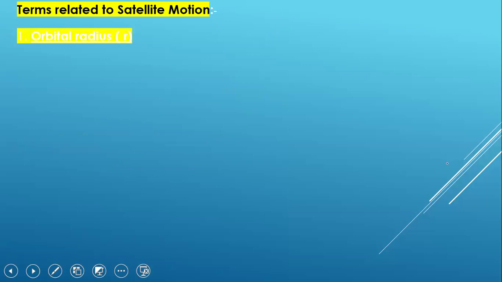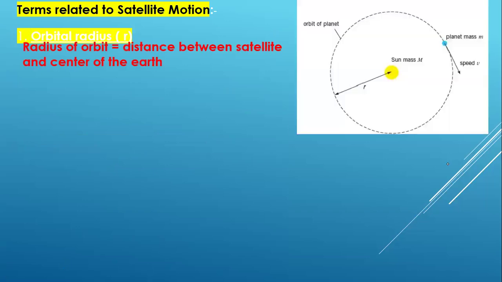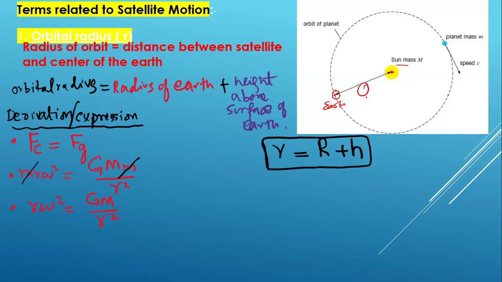Okay, so now let's look at some terms related to satellite motion. The first term is orbital radius. Orbital radius means the distance between the satellite and the center of the Earth, or the planet, or whatever is at the center. Let's say here the Sun is at the center and Earth is over here. So from the center of Earth to the center of Sun, this R is known as the orbital radius.